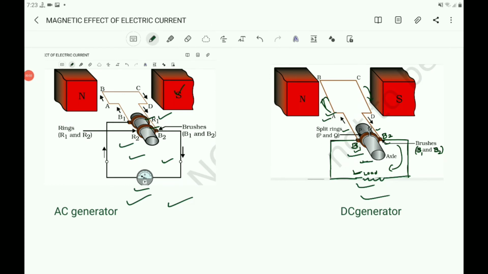Transformer does not work on DC. Power loss in long distance transmission is high in the case of DC.